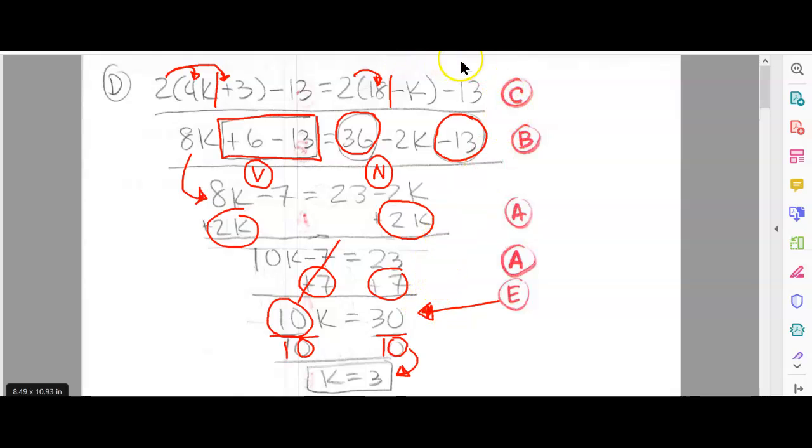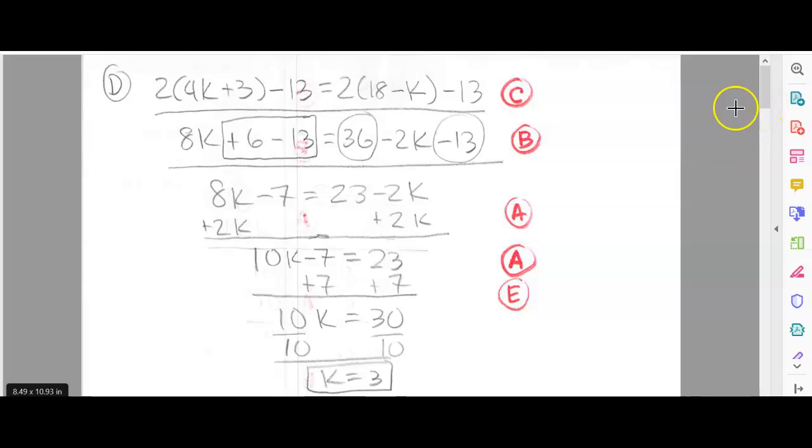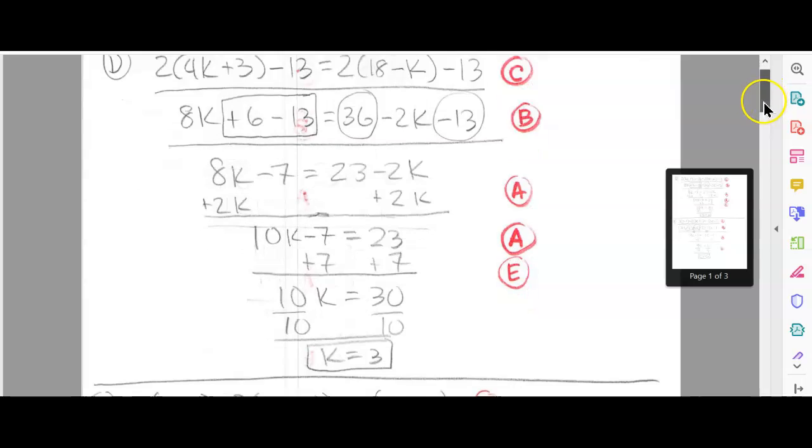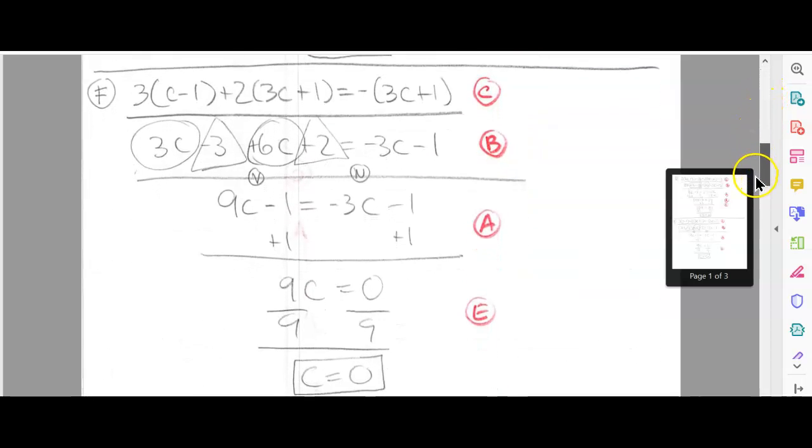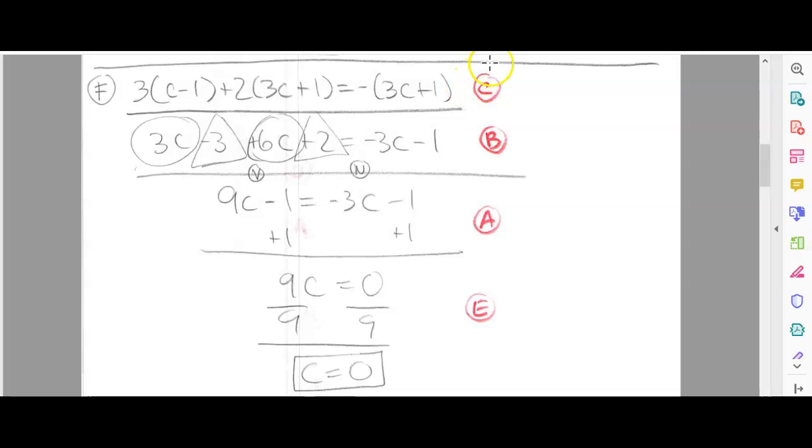All right, so let's go ahead and clear that up and go on to the next challenge here. So let's close that. Go to the next challenge. This is challenge F here, okay? So let's go to my tools. Challenge F has 3 times the quantity of C minus 1 plus 2 times the quantity of 3C plus 1 equals negative. Let's go ahead and put an emphasis on here. Negative 1 times the quantity of 3C plus 1.